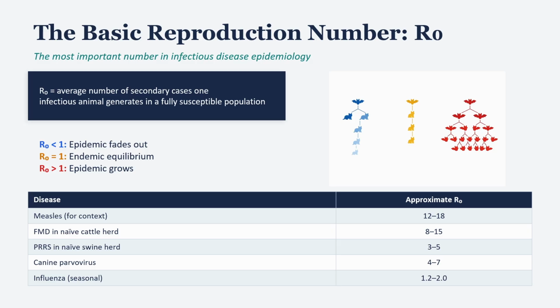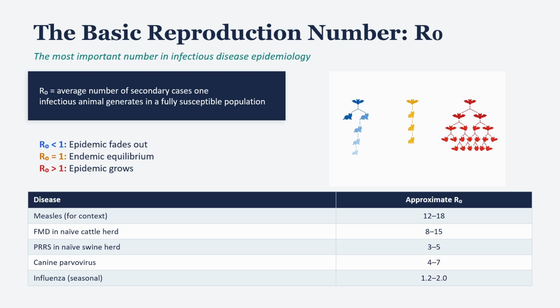The threshold logic is straightforward and powerful. If R0 is less than 1, the average case generates less than one new case. The chain of transmission is broken more often than it continues, and the epidemic fades out on its own. If R0 equals 1, every case replaces itself exactly. The disease persists at a stable endemic level. If R0 is greater than 1, every case generates more than one new case. The number of infected animals grows over time, and you have a growing epidemic.